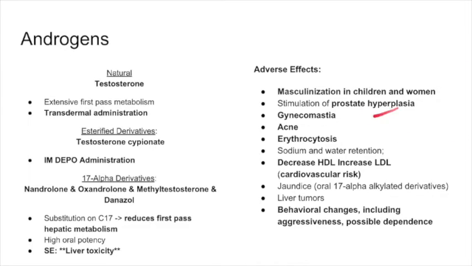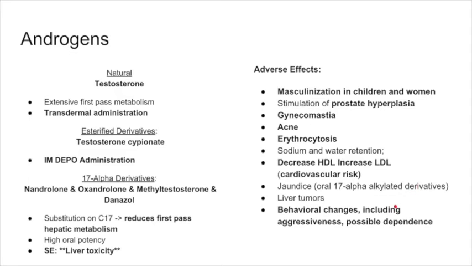Stimulation of prostate hyperplasia, as we all know. You can get a little BPH from testosterone, gynecomastia, acne, erythrocytosis, sodium and water retention. One of the reasons why men, before women have menopause, are at such high risk of cardiovascular disease is that testosterone in and of itself will decrease HDL and increase LDL, which is the exact opposite direction we want it to go in.